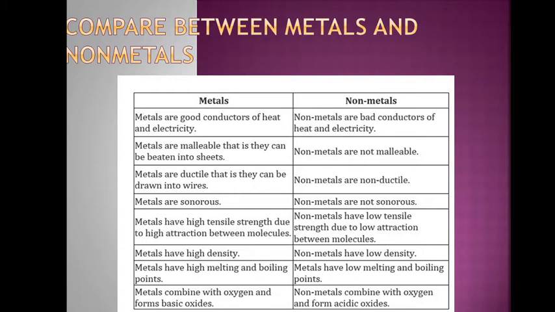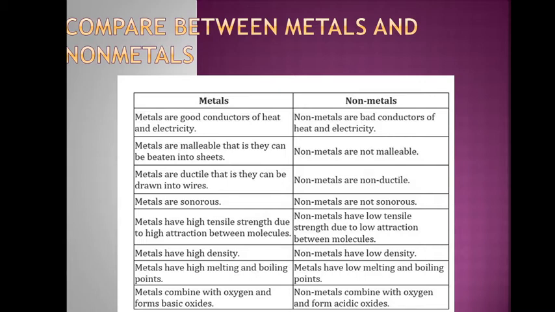Like what? Good conductors of heat like aluminium, stainless steel. These are very good conductors of heat. While metals that are good conductors of electricity, like copper. Non-metals are bad conductors of heat and electricity. Okay. Let's start with the second point.